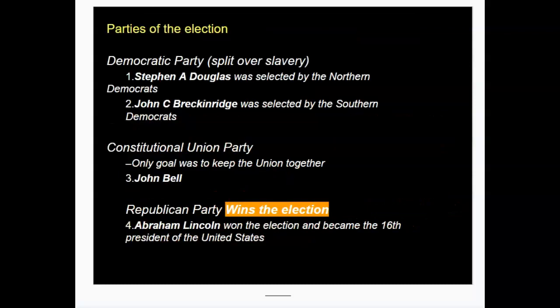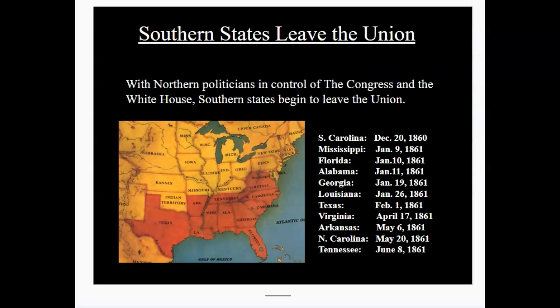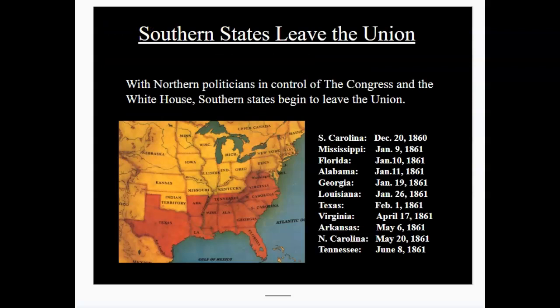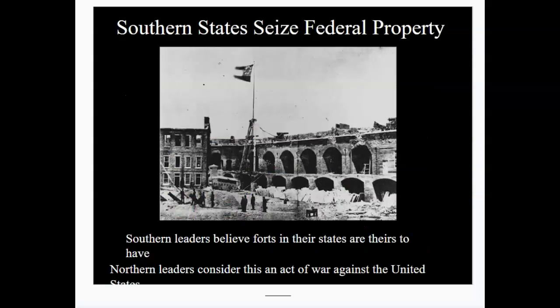All right, so that again brings us to the triggering event, which is the election of Lincoln. Once Lincoln is elected, you can see this is how the map goes for who goes for what candidate. But once the northern states pick Lincoln as the president, the southern states that are going to be first to secede or leave the Union are right here. They're out of there, and then the Civil War starts because the South starts seizing federal property.